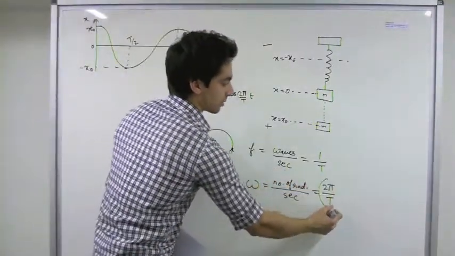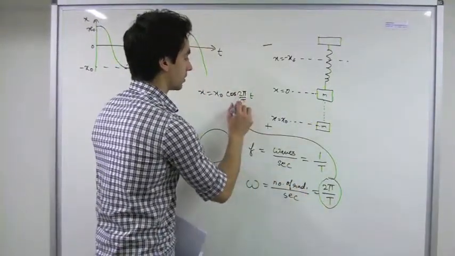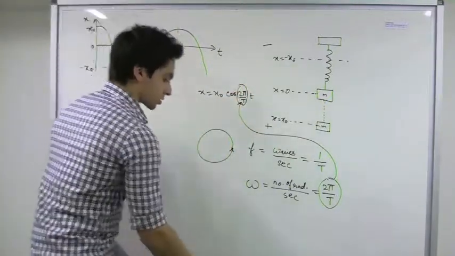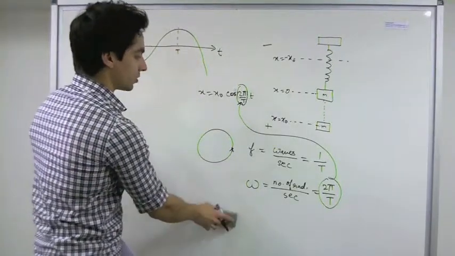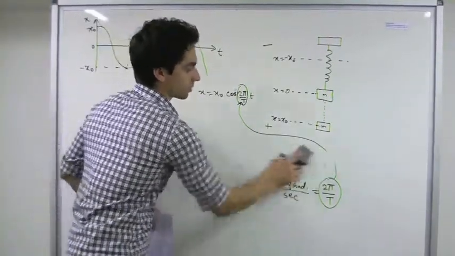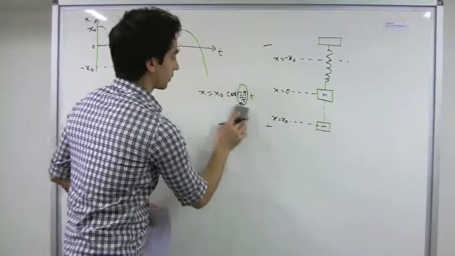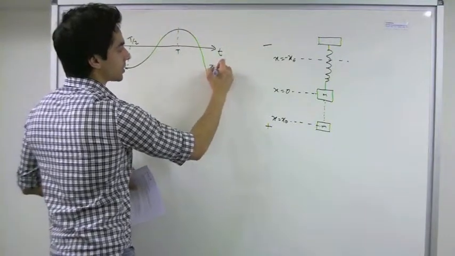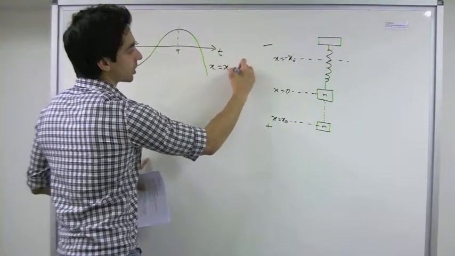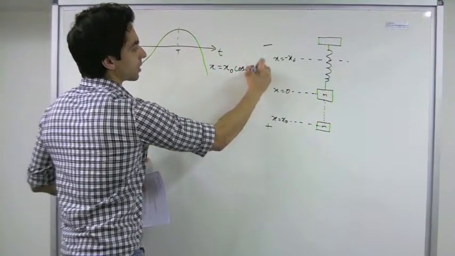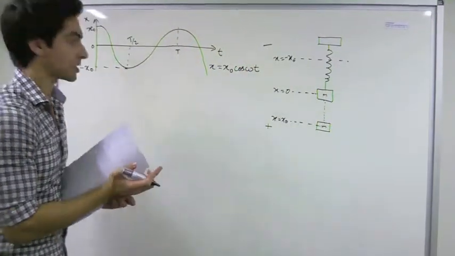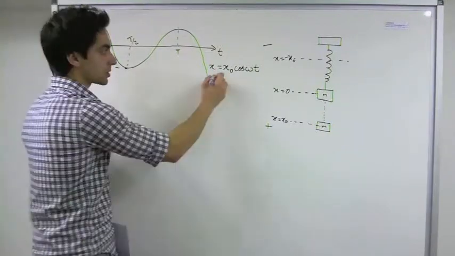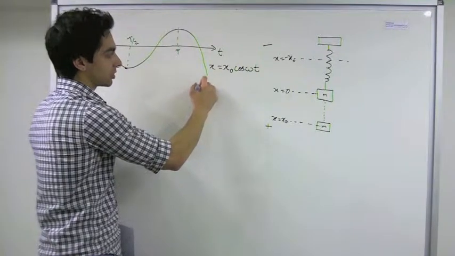We see that this value 2 pi over T is the same as this constant that we came up with over here. So we can simply replace 2 pi over T with omega. Therefore, our equation for displacement becomes x equals x naught cosine omega t, where omega is the angular frequency of the simple harmonic motion.